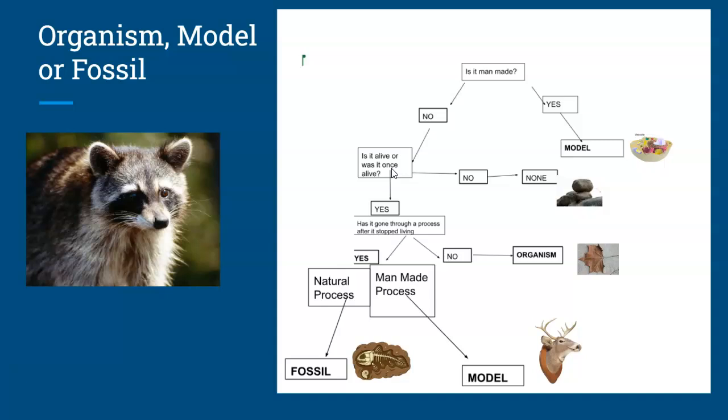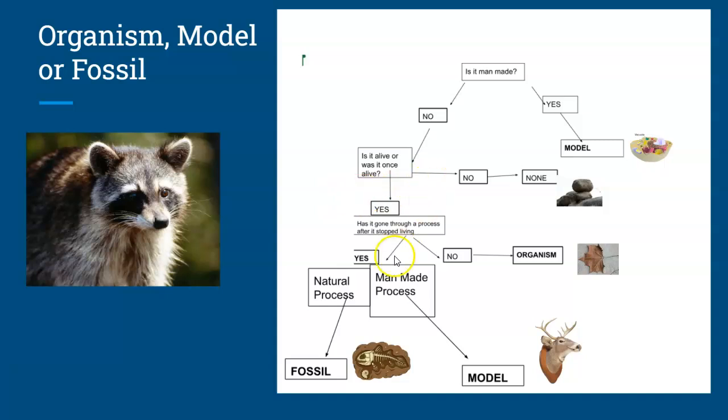However, let's say you're looking at a rock. Is it man-made? No. Is it alive or was it once alive? No. Then it's none. There are examples of rocks and gems in the ecotarium. Those aren't going to be ones you're focusing on for this trip because they are none of those 3 things. So there can be a none thing. You're just not going to record those.